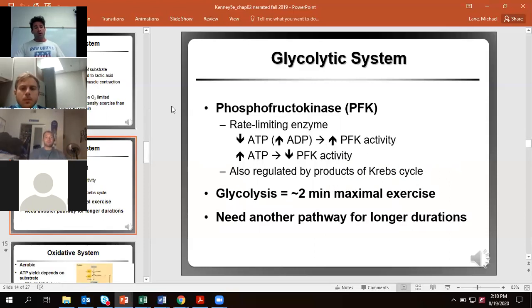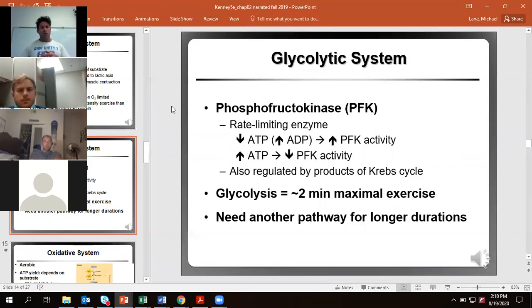So the major rate limiting enzyme is what's known as phosphofructokinase, PFK. Again, this is going to detect the level of ATP, and if it's low, it's going to turn it on. If it's high, it's going to shut it down. Now, other products of the Krebs cycle, like acetyl-CoA and high levels of NAD, are also going to turn this on.